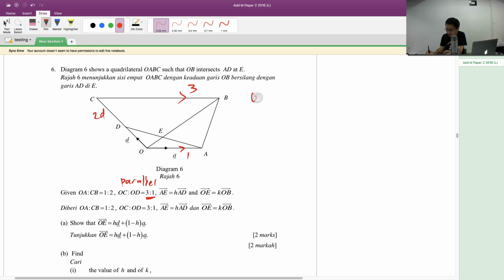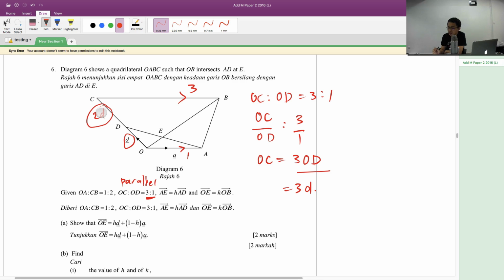If you can't understand the ratio, maybe I can teach you one way. Always make the ratio into a fraction. This is not P, this is D. So this one is equal to 3 over 1, right? Then I know basically OC equals 3 OD. OC is the whole thing equals 3 of OD. What is OD? OD equals D, right? So equal to 3D. You can see I have 1D, 2D, 3D.